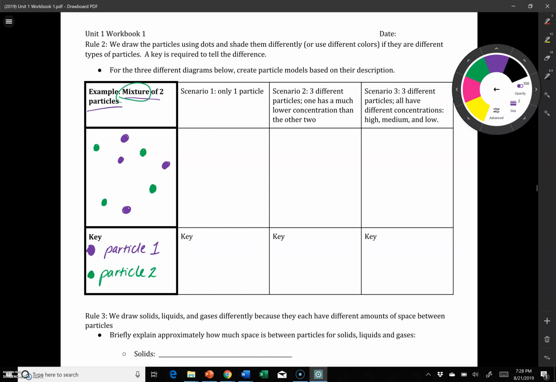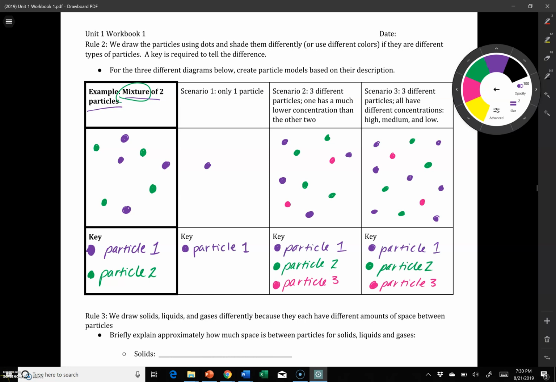Now please pause the video, take 3 minutes to draw each one of these scenarios, so 1 minute each. Okay, so here is the answer that I would find the most acceptable for each one of these scenarios. In scenario 1, it says only 1 particle. So I drew only 1 particle and labeled it as particle 1. Now I might call this a specific type of element or a water particle, but I have 1 here.